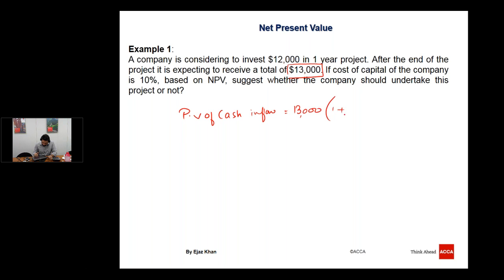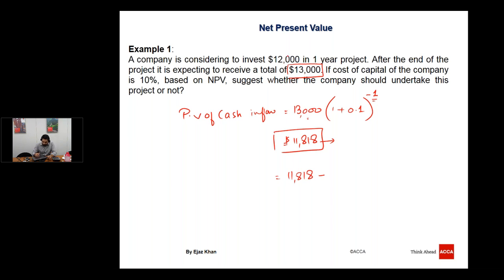The formula will be 1 plus R, that is 0.1. Since we need to find out the present value, we need to write the power sign as -1. So for every present value calculation, the power sign should be negative. So it's $11,818, and now $11,818 represents the maximum amount that this company should be willing to invest against the $13,000 that is going to receive.